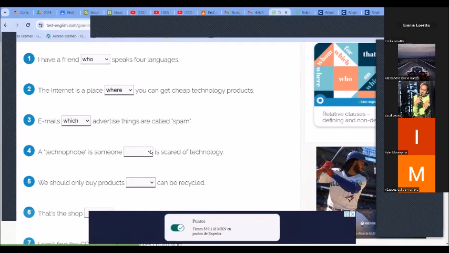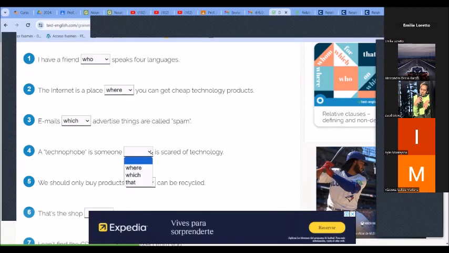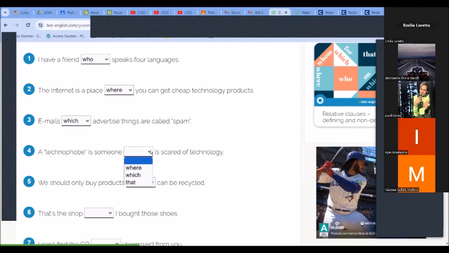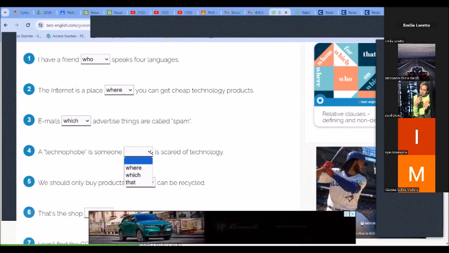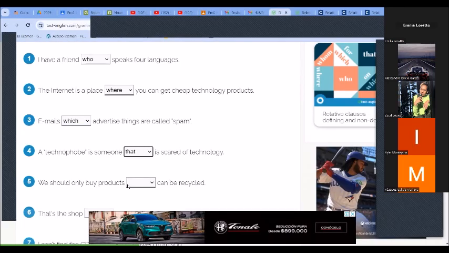Zaud: who's a technophobe? A technophobe is someone that is scared of technology. Correct. Because remember, that can be used for people and for things. All right. Eileen Montejano.